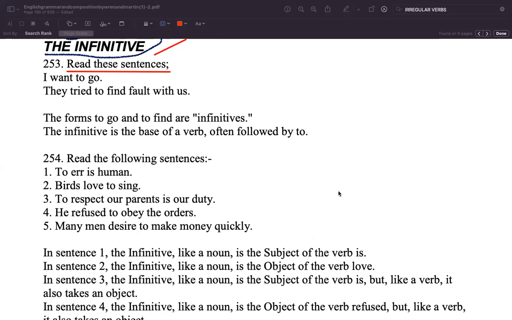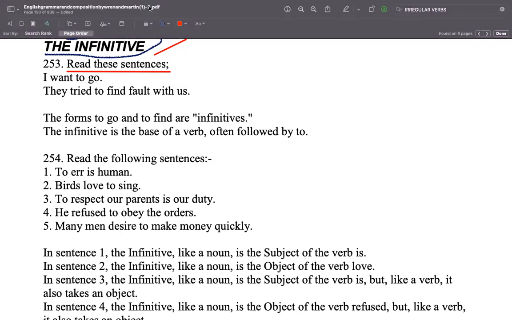To find. How do you know that it's to find? I guess. You guess it. Okay. Sai, are you there? Yes, sir. My screen is not visible. Now? Yes, sir, now it is visible. Okay. So, Sai, can you tell me which one is the infinitive here? I think fault.